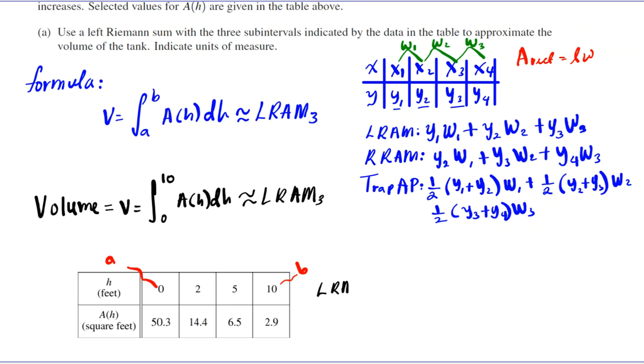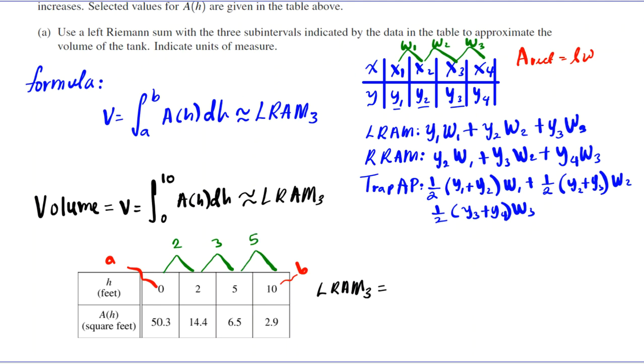LRAM with 3 rectangles means that we need to find the widths first. So this is going to be the first width: 2 minus 0 is 2. The second width, 5 minus 2 is 3. And then the third width, 10 minus 5 is 5.